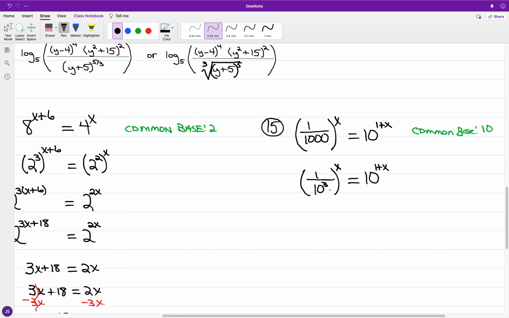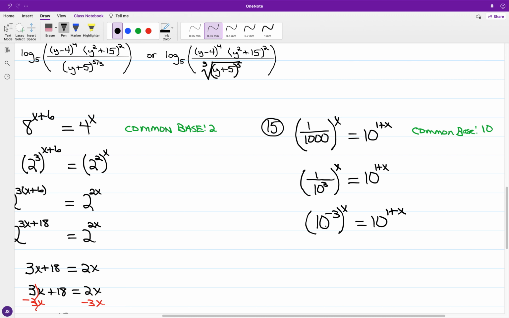So I got 1 over 10 third quantity to the x, and I have equal to 10 raised to the 1 plus x. Now, both terms in a way are in base 10, but I want to get out of the fraction mode. So I got the reciprocal of 10 to the third, so just writing this directly in terms of base 10. Now the reciprocal of a base to a positive power is going to be that base to the negative power. So for 1 over 10 cubed, we have 10 to the negative 3, and so will again be to the x, and again, we have is equal to 10 raised to the 1 plus x power.